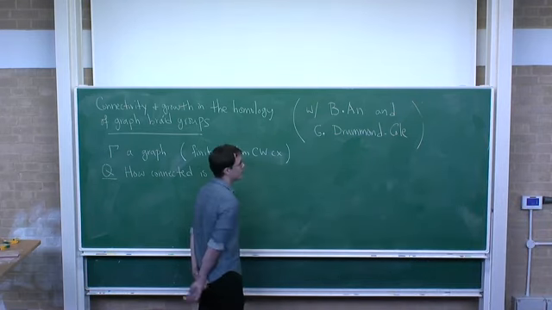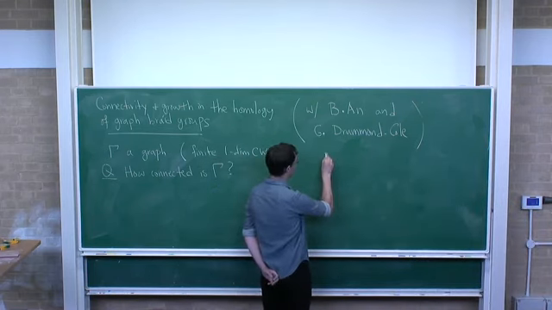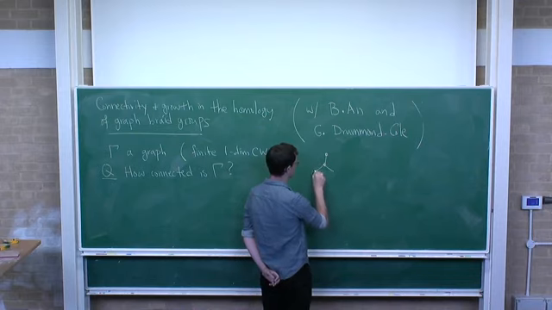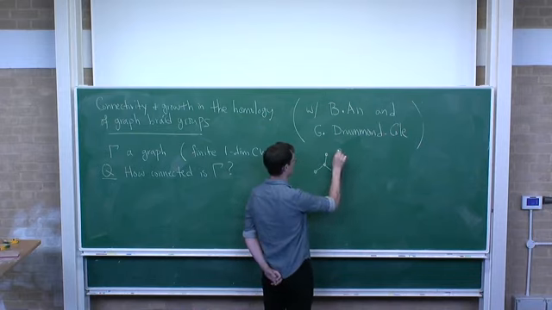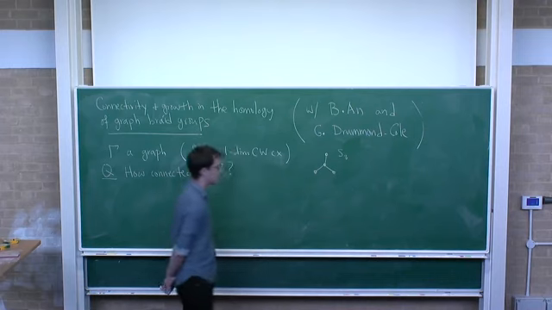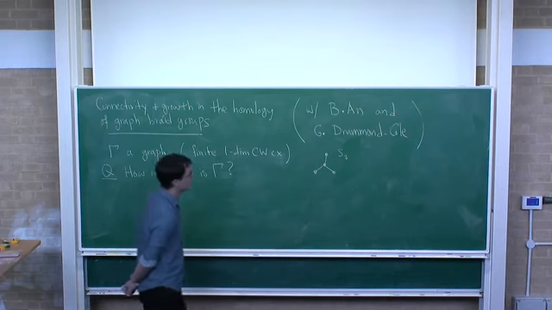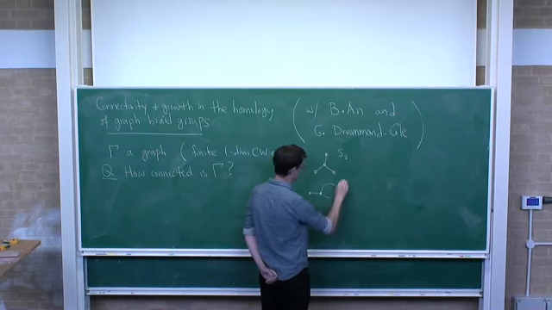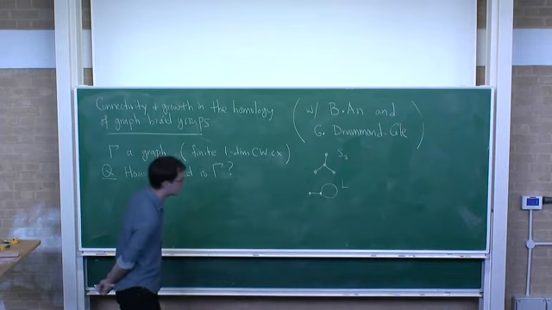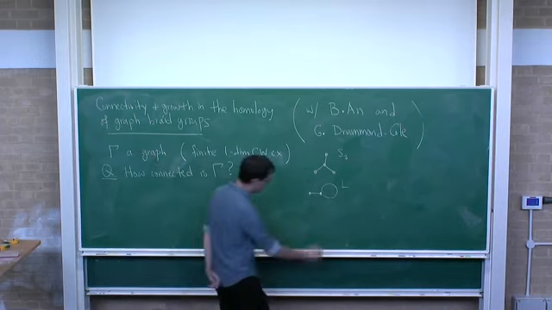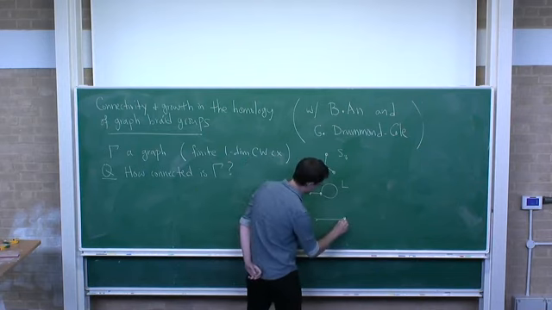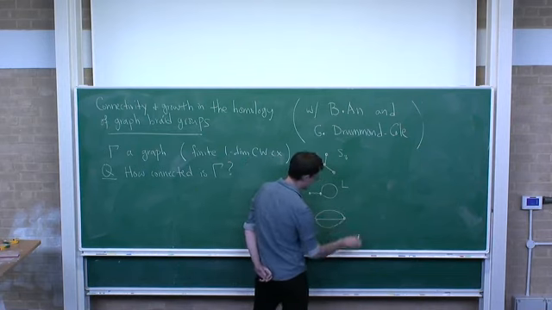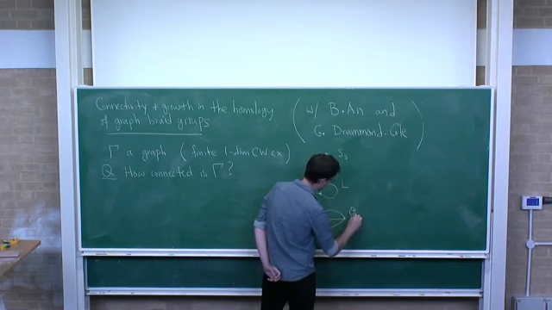So what kind of graphs might I be thinking about? Here's a graph. That's the star graph, S3. Here's another graph. The lollipop graph, L. Here's another graph. That's the data graph.